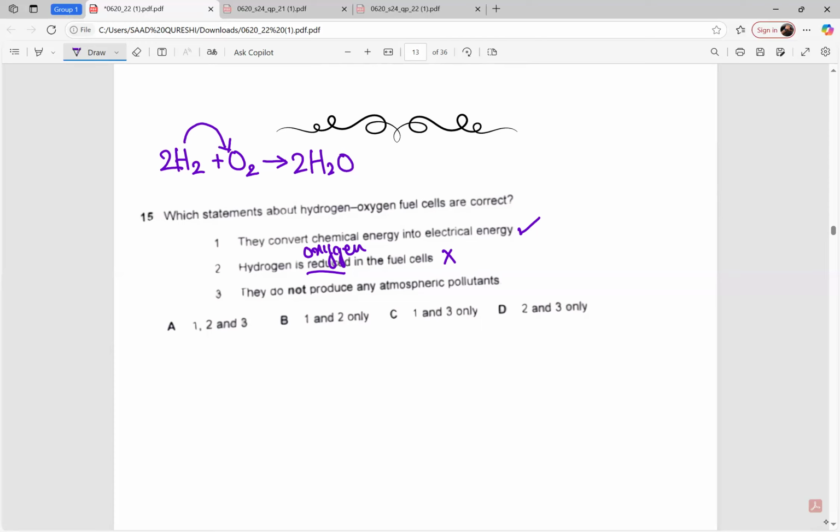They do not produce any atmospheric pollutant. That is correct, because they do not produce any carbon dioxide, carbon monoxide, or any other pollutant. Only steam is produced in a hydrogen fuel cell, which is used to convert into electrical energy. So the answer is 1 and 3.